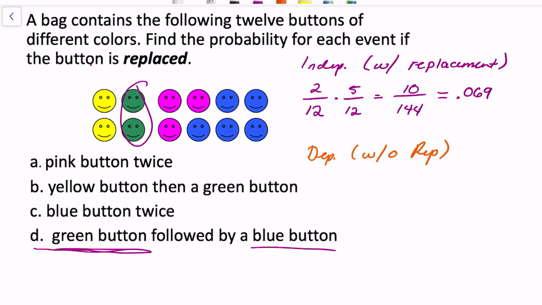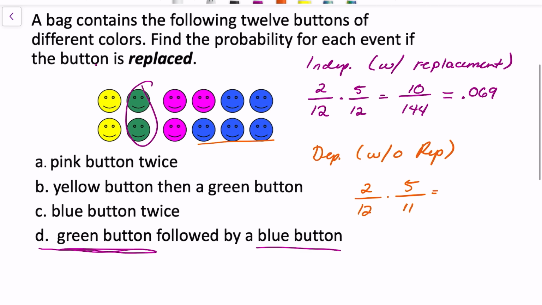Next, we're going to do it using dependent events, sampling without replacement. So the probability is going to stay the same for the green buttons. It's going to be 2, because we have 2 green buttons, and it's going to be out of 12 because we're starting with 12. Once I take that green button out, I'm down to 11 buttons. And I still have 5 that are blue, so it's going to be 5 out of 11. We multiply across, it's also going to be 10, but it's going to be out of 132. When we find the decimals here, it's going to be 0.076.